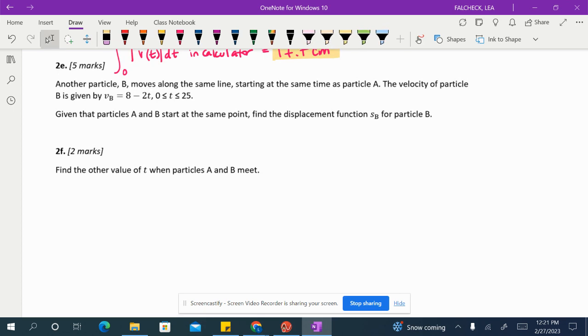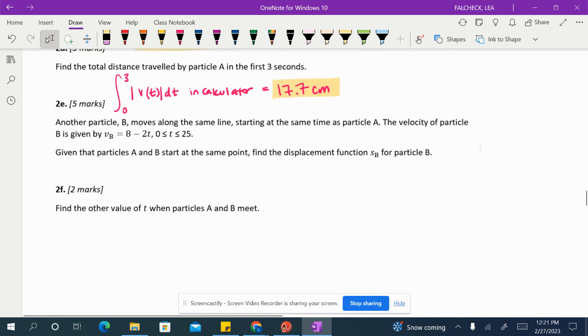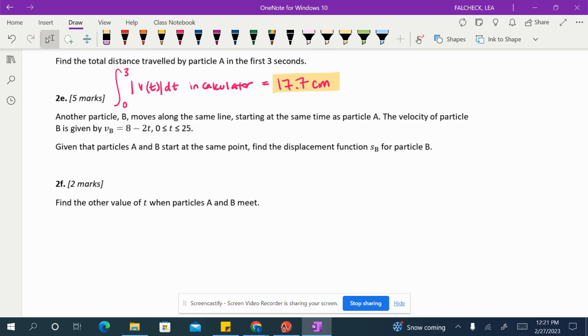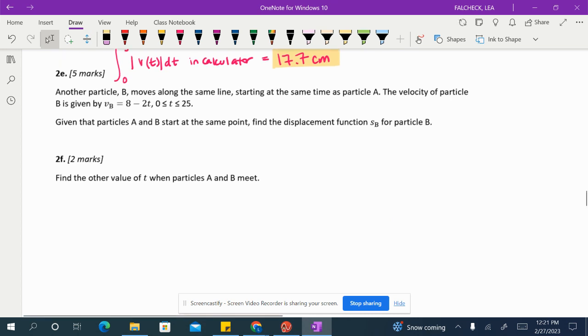2e. Another particle B moves along the same line, starting at the same time as particle A. The velocity of particle B is given by 8 minus 2t, and that's on the same interval from 0 to 25. Given that particles A and B start at the same point, find the displacement function for particle B.